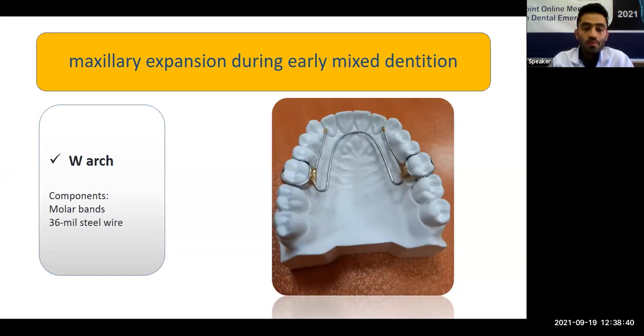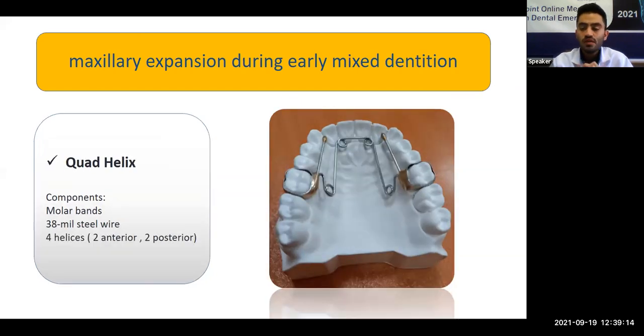Its components are molar bands on first permanent molars and also 36 mm steel wire, which is connected to these molar bands on the palatal side by welding. The W arch can be activated by opening the apices of the W arch and is easily adjusted to provide more anterior than posterior expansion or vice versa. It is decemented every session by the orthodontist, opened 4 to 6 mm wider than the passive form, and cemented again. So it has some clinical procedures and may be time consuming.